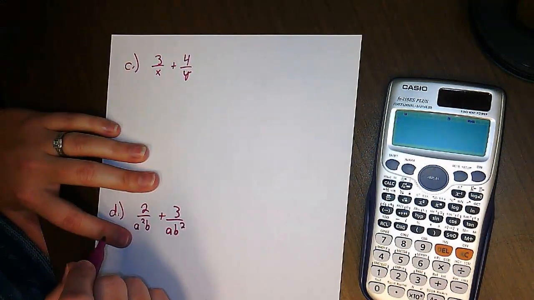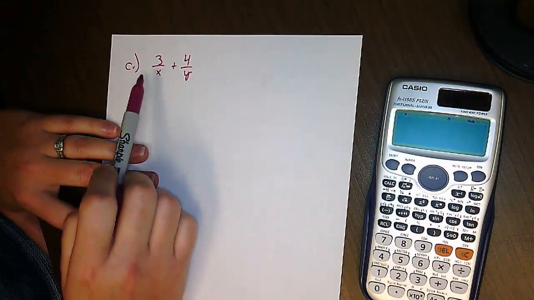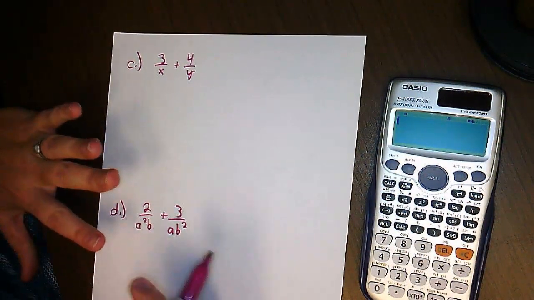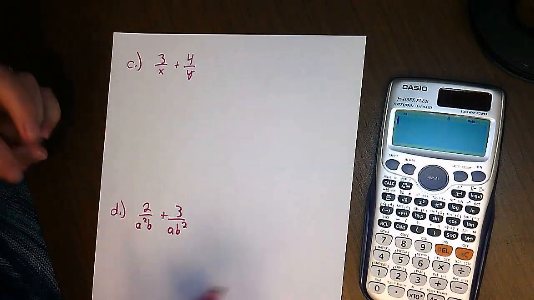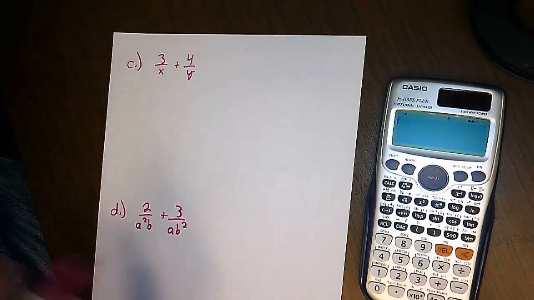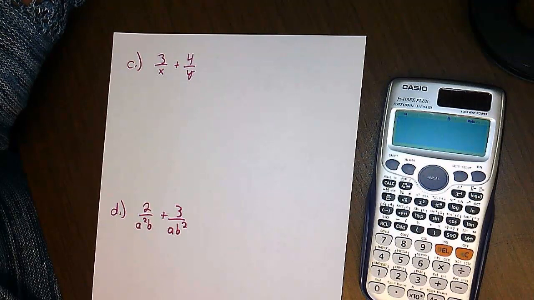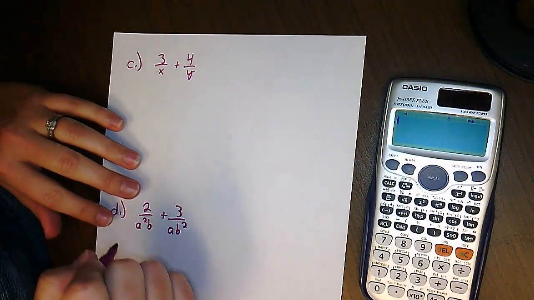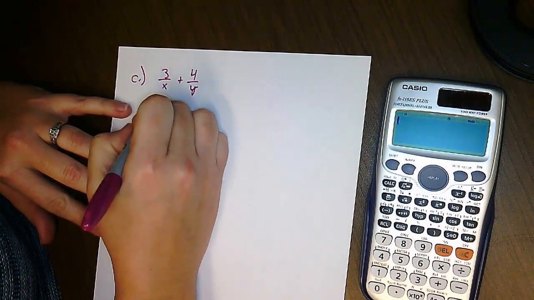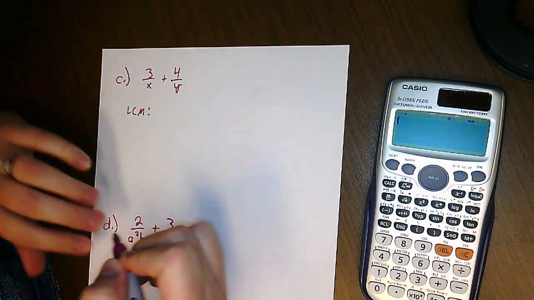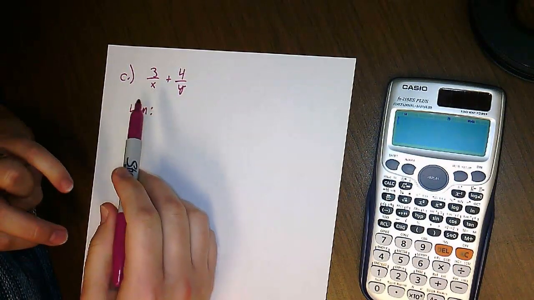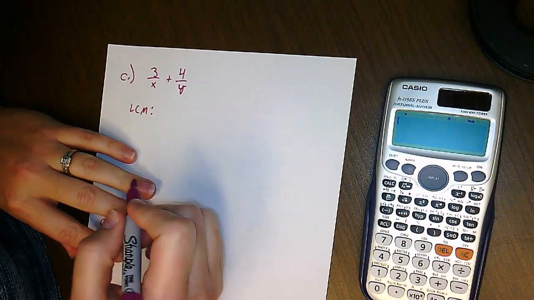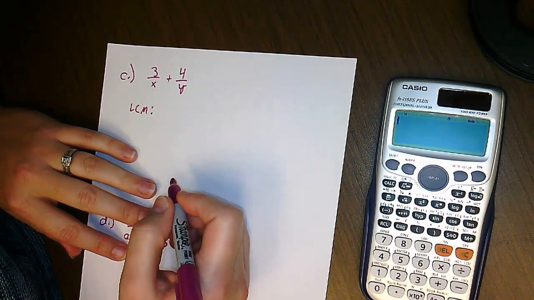And now looking at C and D, we're starting to put some variables in our denominators. Okay, so it's still the same idea. It's just working with our variables now. So let's look at part C. Part C tells us that we want to do a 3 over x plus 4 over y. So just like before, we're going to hunt down our LCM, and we're thinking about something that's divisible by both x and y. Okay, something divisible by both x and y.